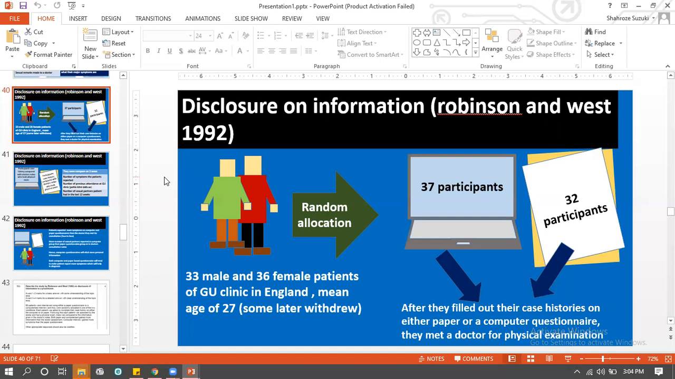Random allocation, you make sure that not one group is outweighing the other. So you make sure that with random allocation, all participants are scattered across all the groups. So this kind of increases the control.